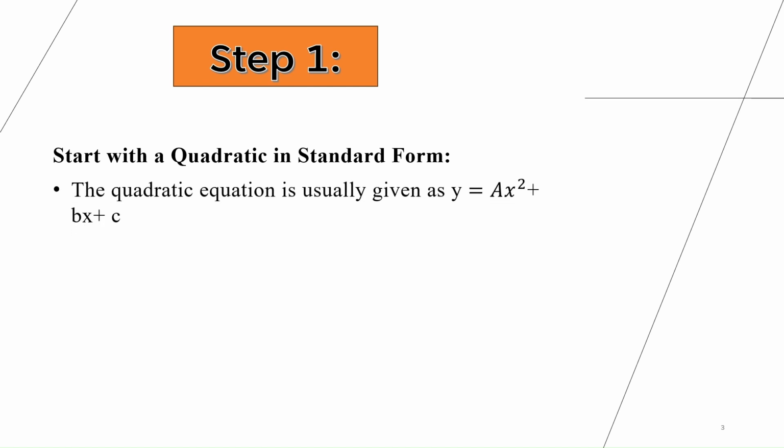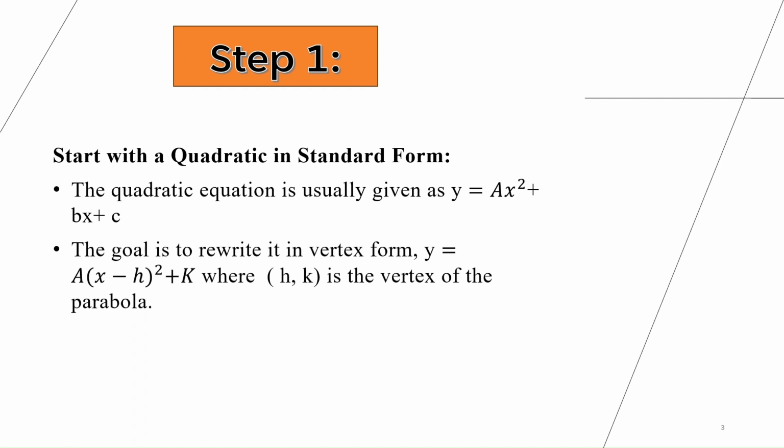The quadratic equation is usually given as y equals ax squared plus bx plus c. The goal is to rewrite it in vertex form, which is y equals a bracket x minus h all squared plus k, where h and k is the vertex of the parabola.